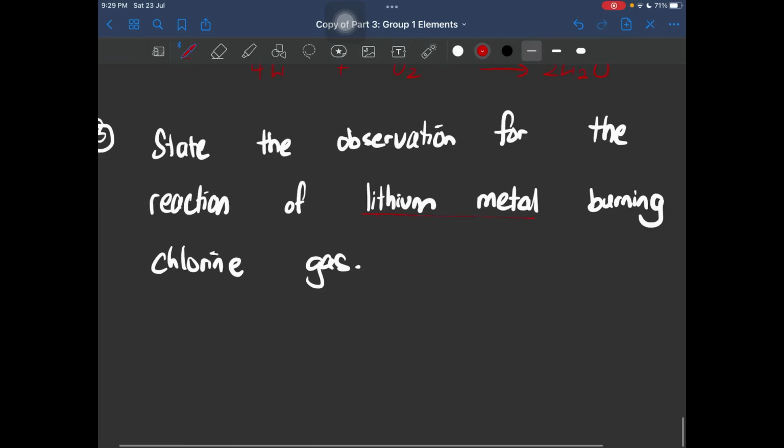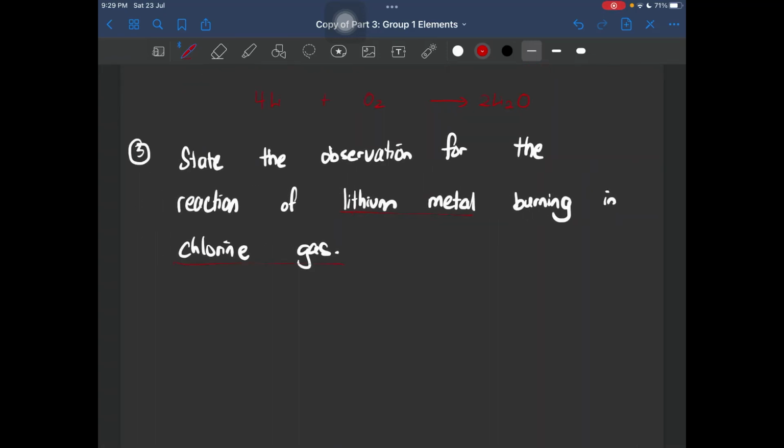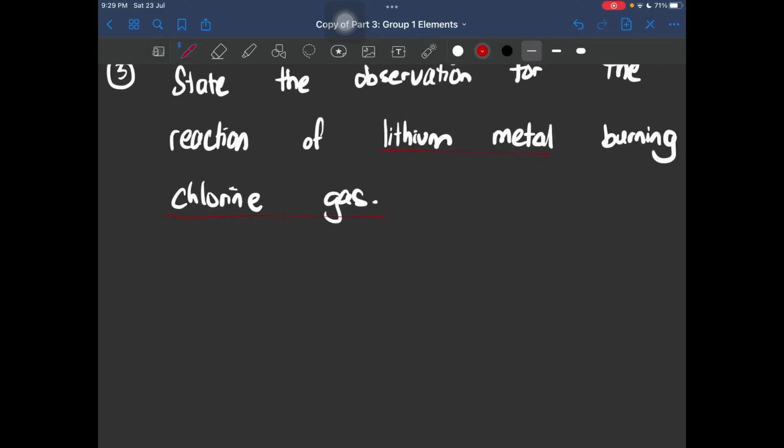Third, state the observation for the reaction of lithium metal burning in chlorine gas. This is the third reaction of alkali metal, whereby the alkali metal used here is lithium metal and the halogen gas here is chlorine gas. So you can state a few observations.